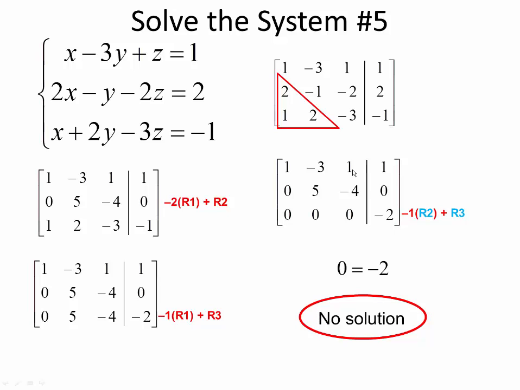Or in other words, these three equations don't have something in common. So that's why we get something that is not true. If you get like 5 is equal to 7 or something like that, double check your work, make sure that you didn't make a math error. But if this is the true answer, then there's no solution. Okay, all right.